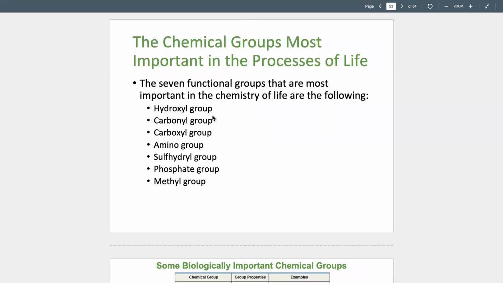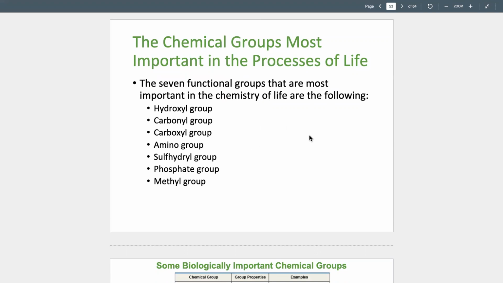The 7 functional groups that are most important in life chemistry are hydroxyl groups. We talked about what that was already. That's the OH minus group. A carbonyl group is basically a carbon group bound to something. A carboxyl group is going to be a carbon double bonded to oxygen. An amino group is going to be an NH, nitrogen bound to 3 hydrogens.